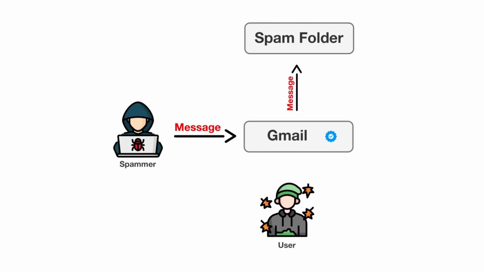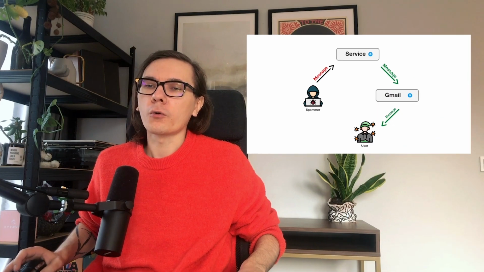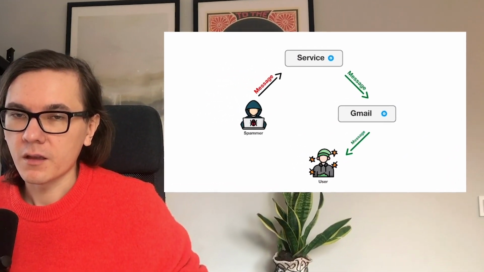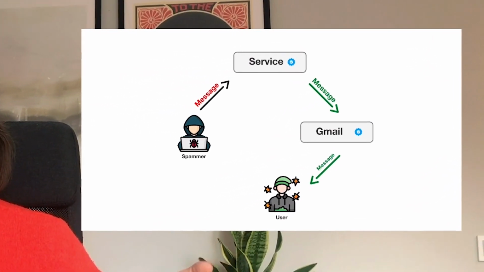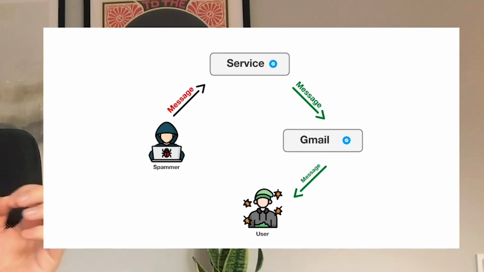To solve this problem, intermediate services are used, or the services we trust. They are called donor sites. The spammer forces the service to send harmful messages. Let's take a look at some examples.